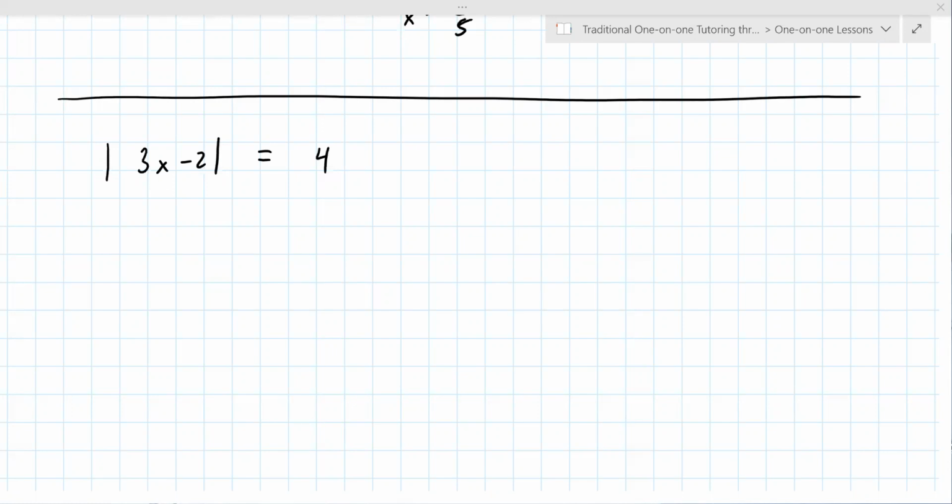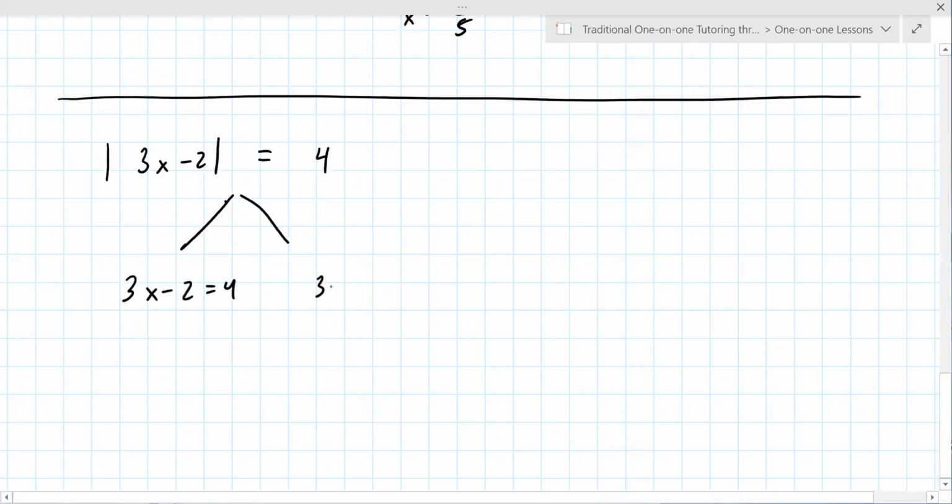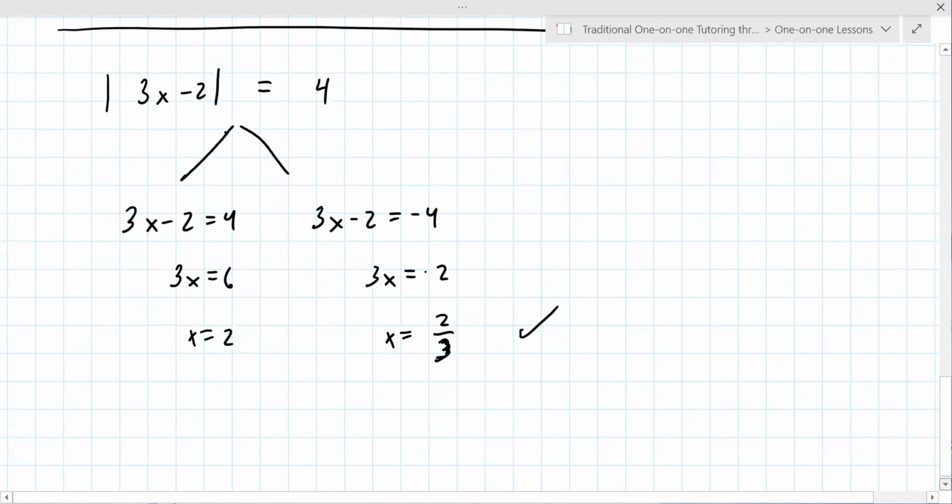Okay, x equals 2 and x equals negative 2/3. Okay, so I'm going to work it out here just in case you want to look at it later. 3x minus 2 equals 4. 3x minus 2 equals negative 4. Add 2, 3x equals 6. 3x equals negative 2. X equals 2, as you said, x equals 2/3. Does that match up? It does. Wait, it would be negative 2/3. Oh, right, because the 2 moving over is adding. Okay, I think I have this absolute value down now.